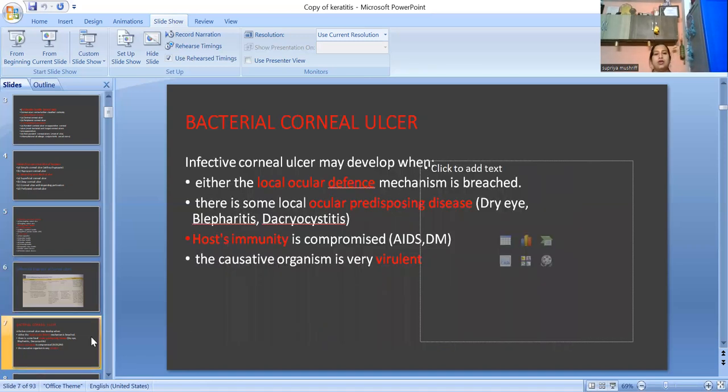Now, to start with bacterial corneal ulcer. Infective corneal ulcer may develop when the local ocular defense mechanism is breached. There is some local ocular predisposing disease, dry eye, blepharitis, dacryocystitis, or host immunity is compromised, due to AIDS or DM. And the causative organism is very virulent.